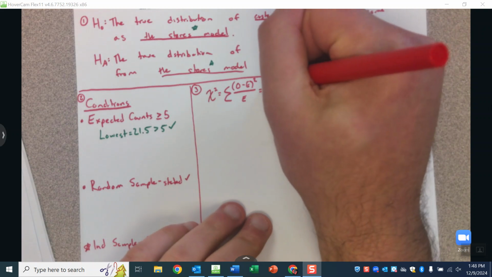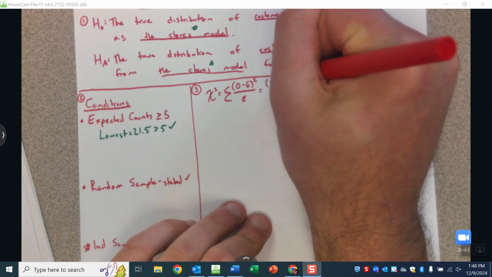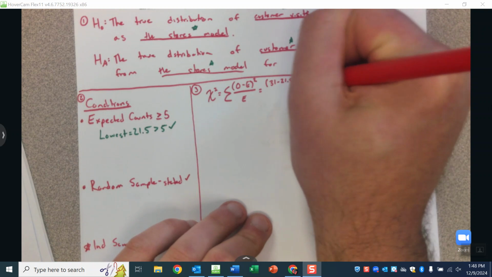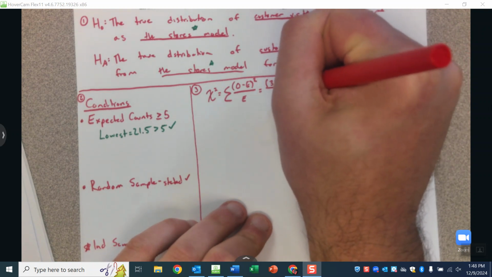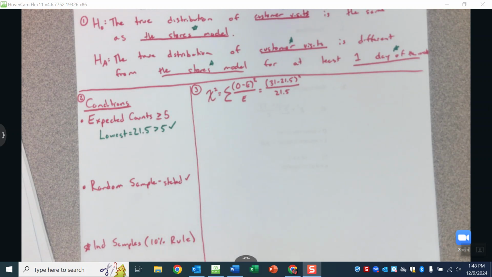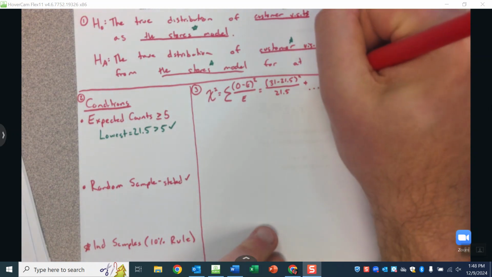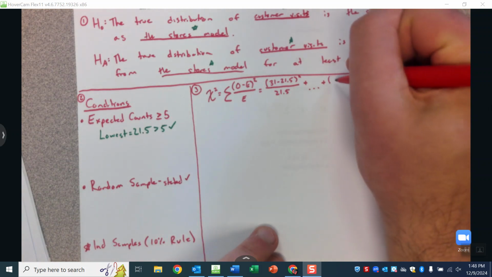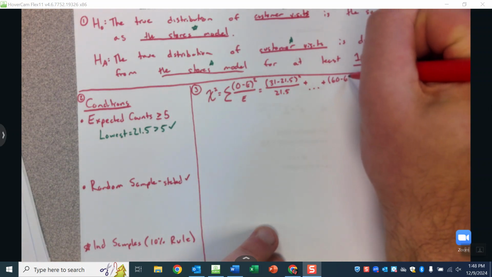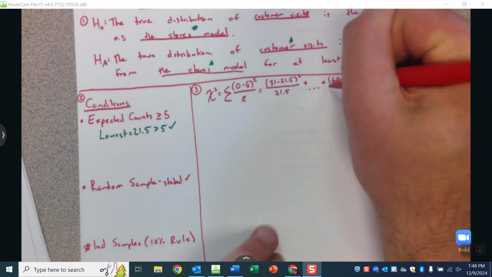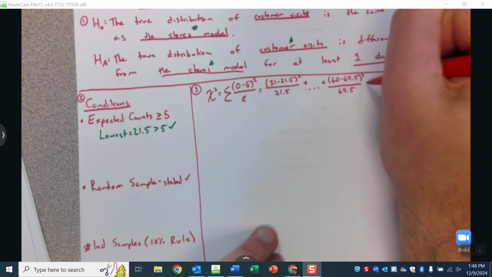So for Monday, my observed is 31 minus 21.5 squared over 21.5. So there's the term for Monday. Plus, now if I was writing this all out, I would do Tuesday, Wednesday, Thursday, Friday, but I'm telling you I don't need you to do that, so just go plus, dot, dot, dot, and then just give me the last term, so give me Saturday. So Saturday is observed was 60 minus 64.5 squared over 64.5.